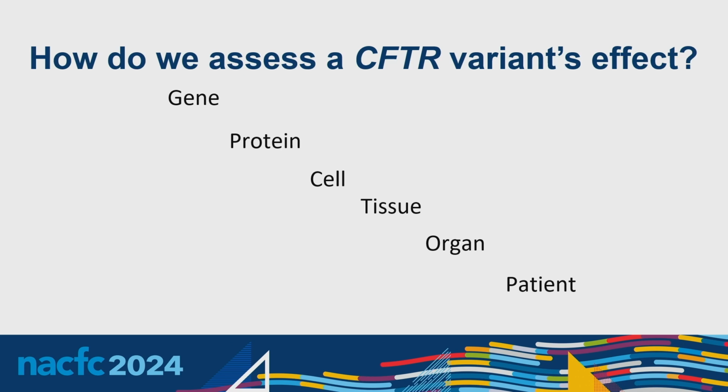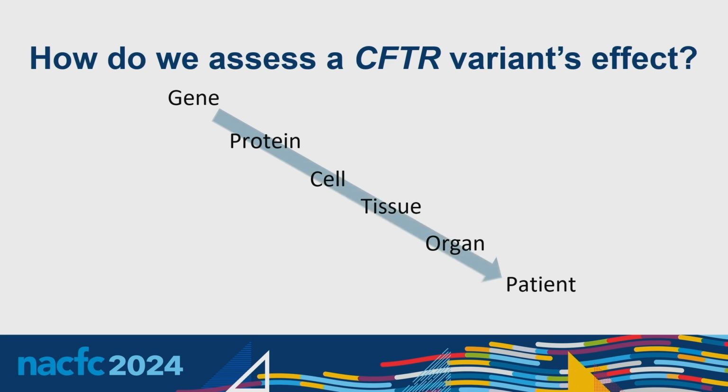So before I get into the paper, I just want to go through how we think about assessing a variant's effect. I think most of you know I work with the CFTR2 project, and one of the things that we do as part of that project, which I'll talk about in a minute, is try to figure out how a specific CFTR variant affects a person. And that goes through several processes, right? So we go from gene to protein to cell, tissue, organ, and then patient.